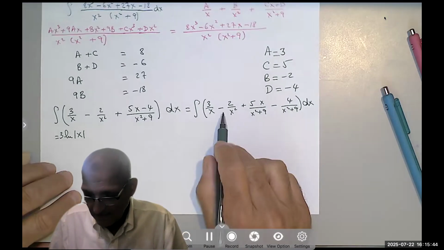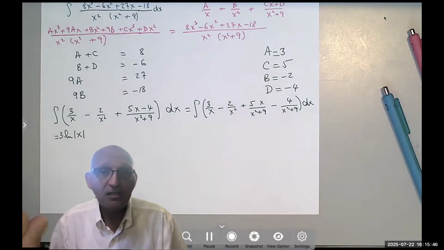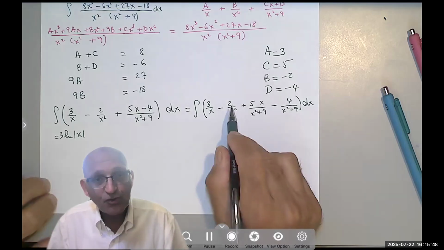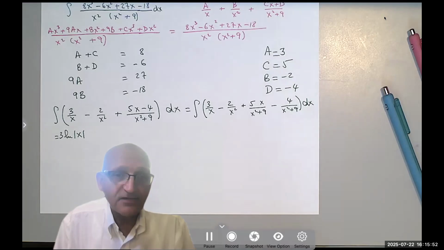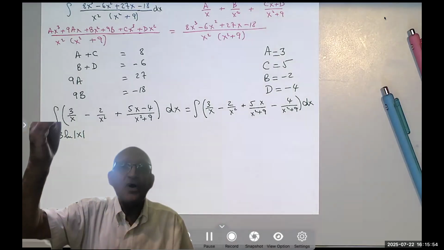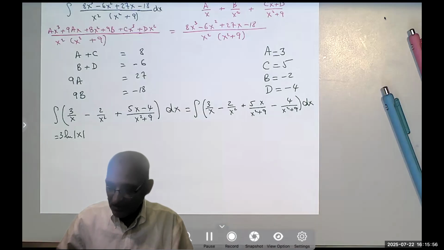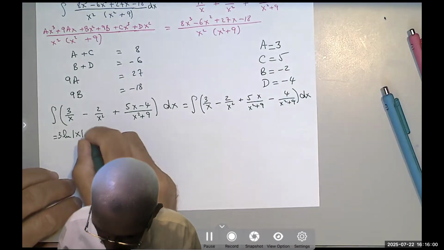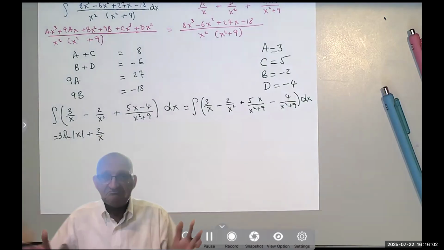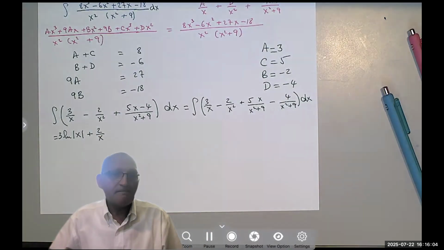Then I have the second one. This is -2x to the -2. When you integrate x to the -2, you get x to the -1 over -1. So the negative and the negative cancel, and you get plus 2 over x. It's as simple as that.